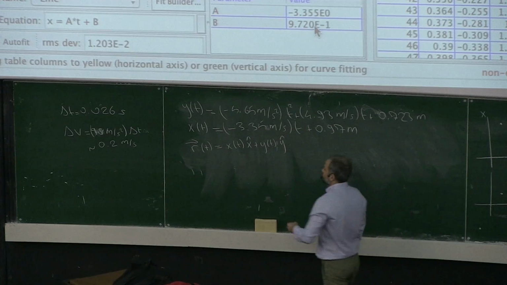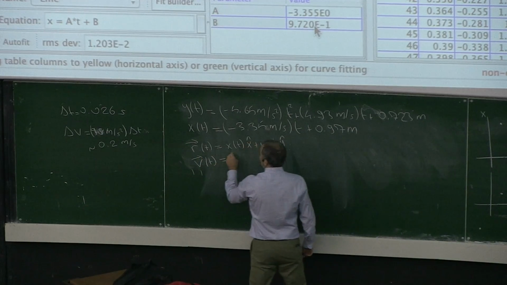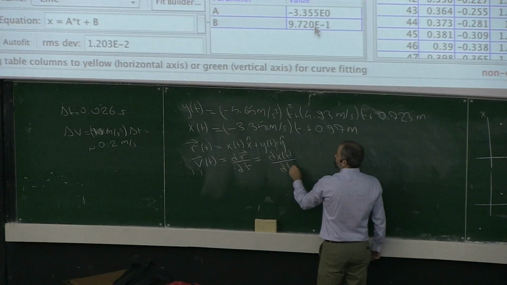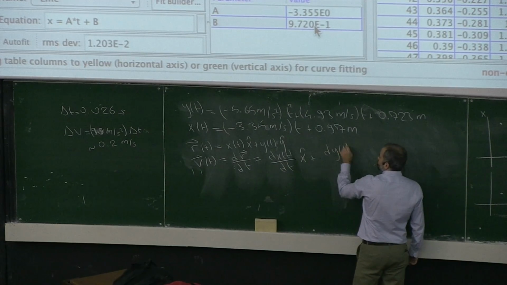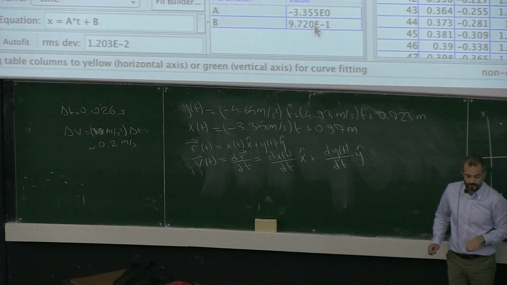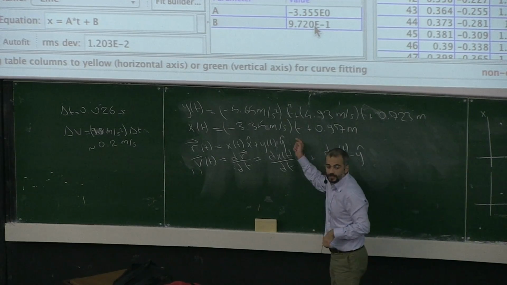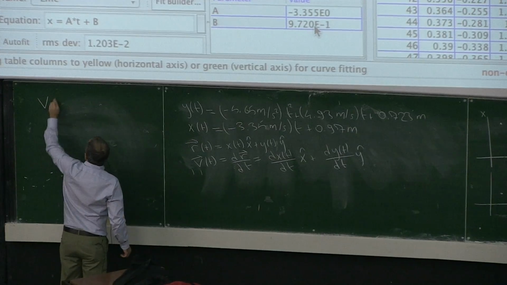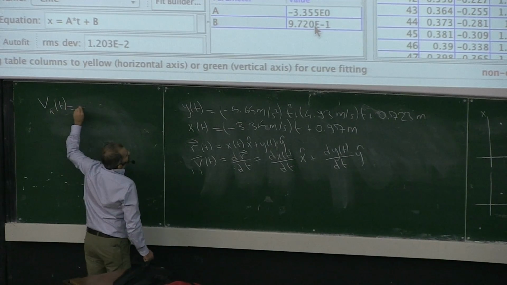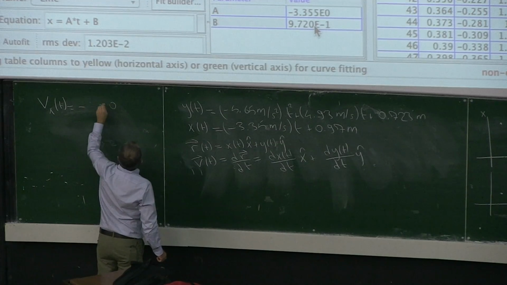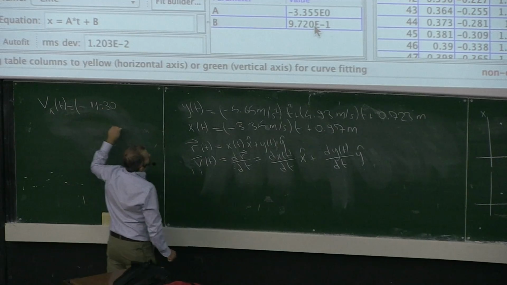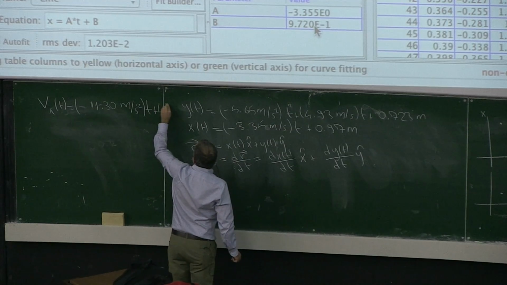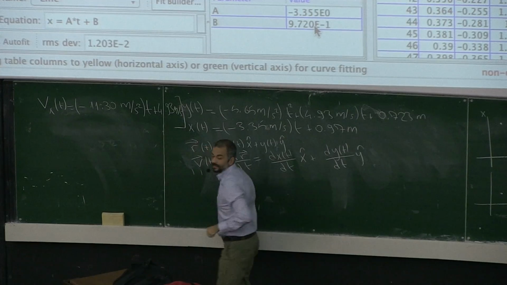Now we can calculate the velocity. The velocity at the time t is nothing but the time derivative of this thing: dx/dt in the x hat direction, dy/dt in the y hat direction. So I need to just take the derivatives of y of t and x of t to find the speeds in the x and the y direction. The speed in the y direction as a function of time t is minus 11.30 meters per second squared t plus 4.93 meters per second.